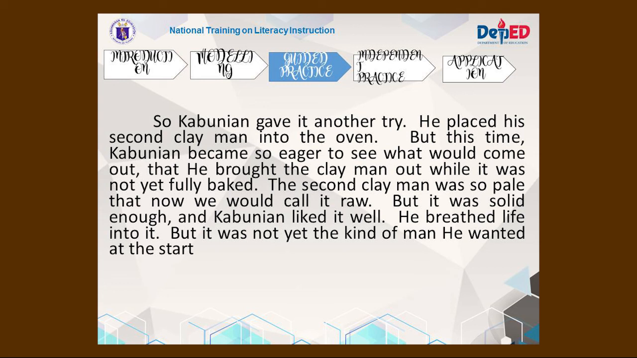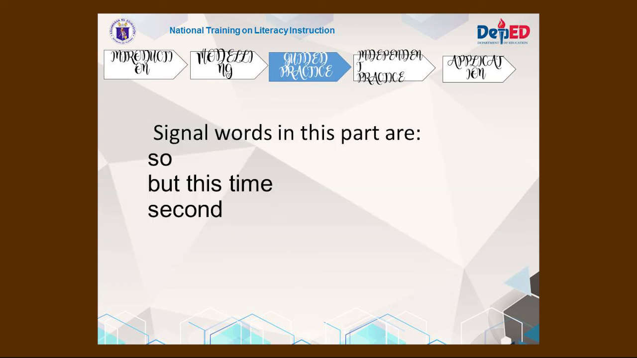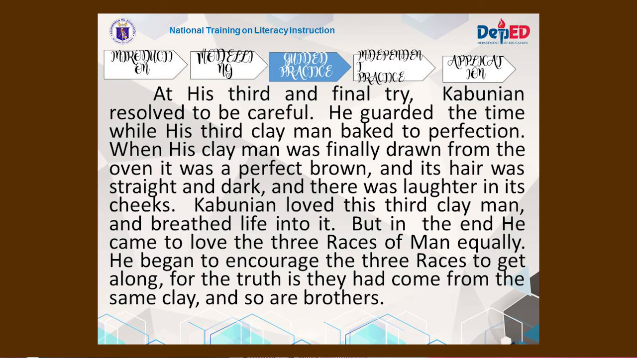Okay, class, what are the signal words that you can see in that part of the text? So, correct. What else? But this time, okay? What else? The second, okay? What else? But, okay. So this time, class, we will read the last part of the text.